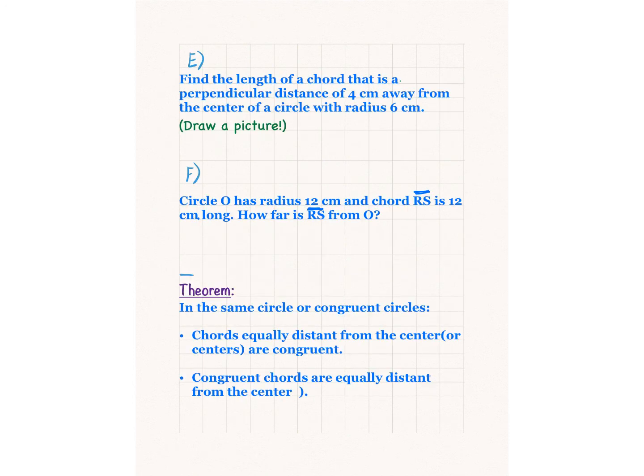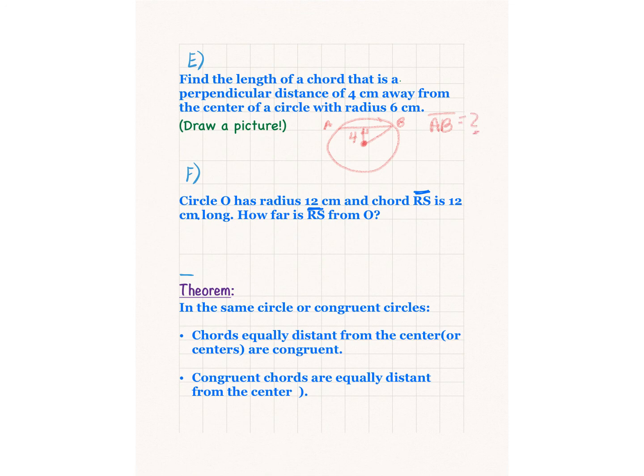Here's another one. This one we're going to need to draw a picture. It's asking me for the length of a chord that is a perpendicular distance of 4 centimeters away from the center of a circle with radius 6. So here's my center, here's my chord. It's 4 centimeters away from the center and my radius is 6. I'm going to draw my radius to here so that I have a right triangle. It wants to know the length of this chord, which I'll call AB.